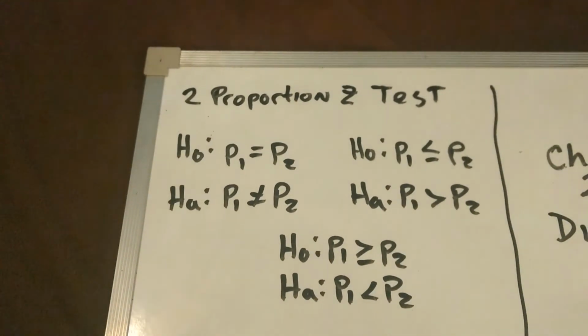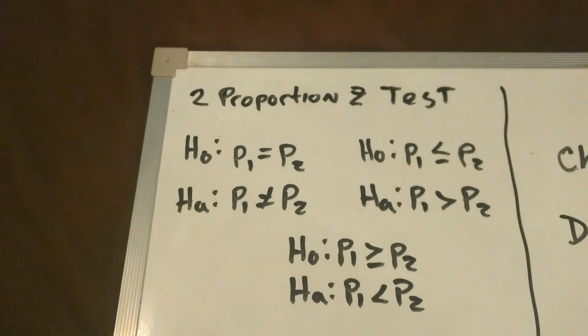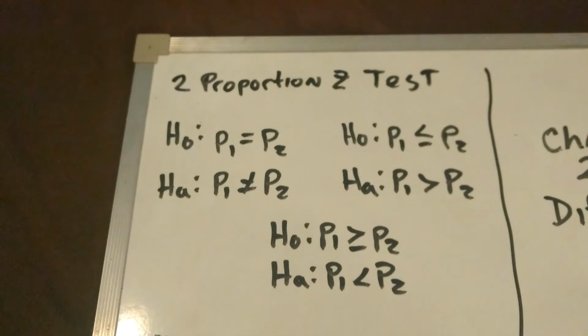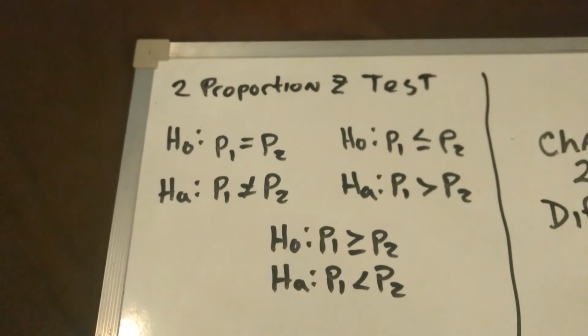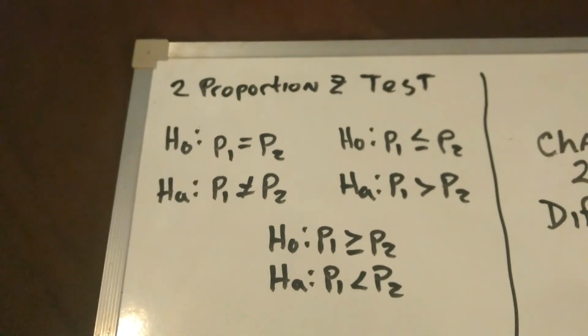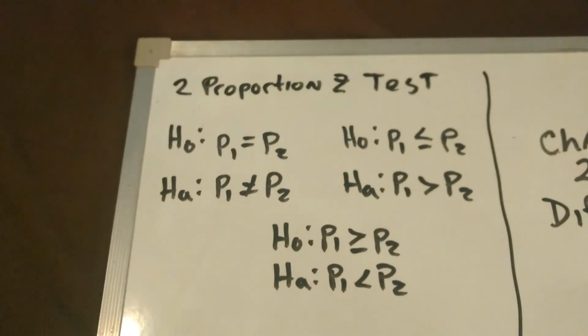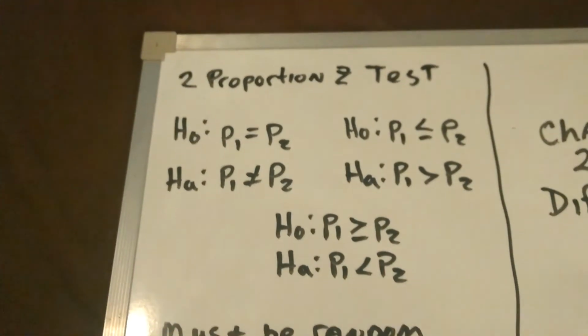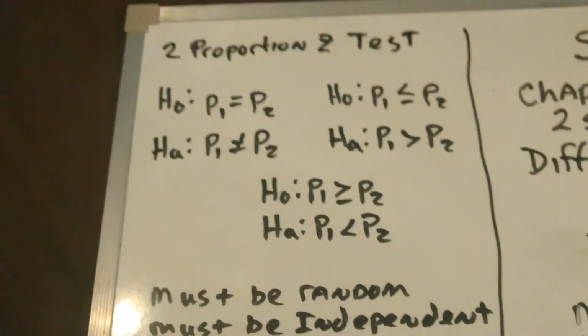The three null and alternative hypothesis combinations do not change. We've got equal, not equal to, less than or equal to, greater than, less than or equal to, greater than or equal to or less than. Make sure you understand that the alternative does not ever have an equal.